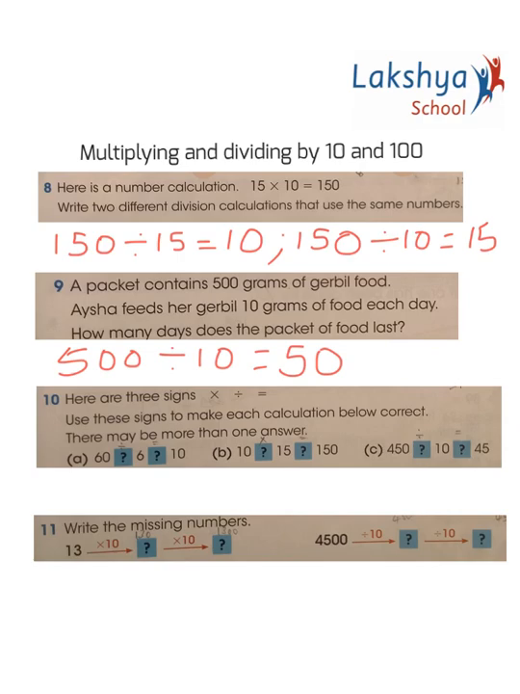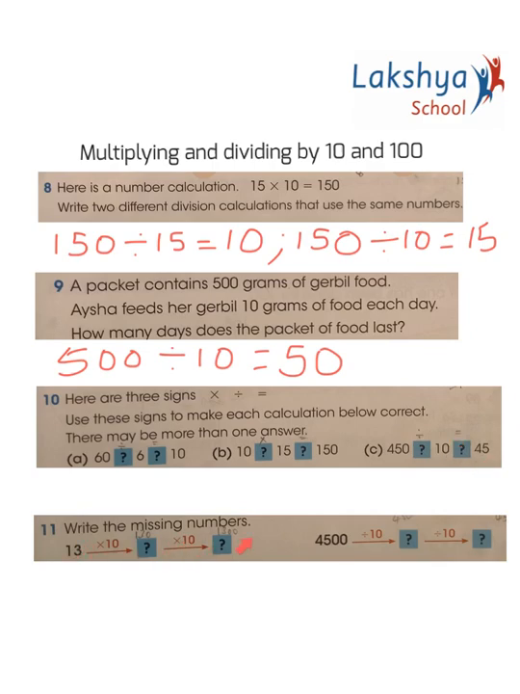Question number 10. Here are three signs: multiplication sign, division sign and the is equal to sign. Use these signs to make each calculation below correct. So I have already worked it out for you. 60 when you divide by 6 we get 10. 10 when you multiply by 15 we get 150. 140 when you divide by 10 we get 14.